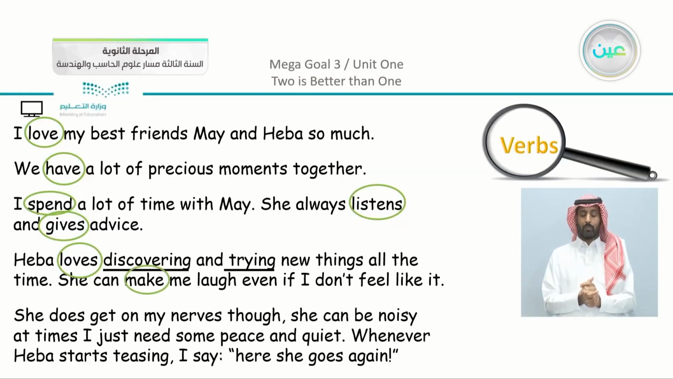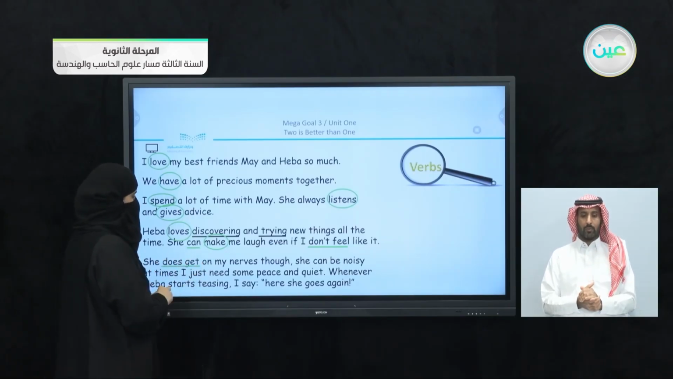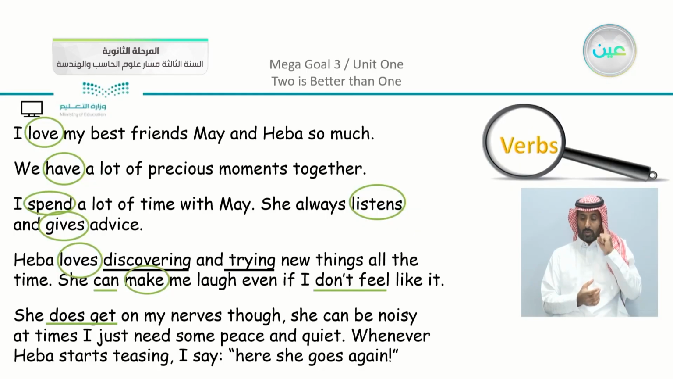We have here make, also as a verb. She can make, so we have here modal with make. I don't feel, you can see that I use don't negative with the verb feel. She does get, now does here, it reminds us of what we took in our grammar lesson, which is the emphatic do. You can see that we have does and get as the base verb. She can be noisy as well.